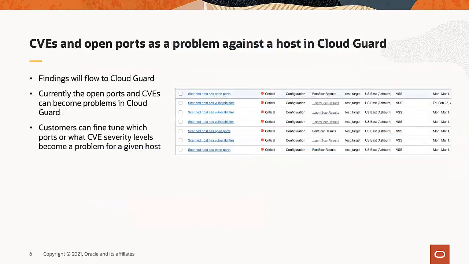As I mentioned before, these findings will flow to Cloud Guard. And today in Cloud Guard, you can set it up to become problems for certain ports that are open or certain vulnerability severities. So for example, you only want high and critical vulnerabilities against a host to become a problem in Cloud Guard. And then again, which ports should never be open, you can say those are disallowed. That can become a problem.